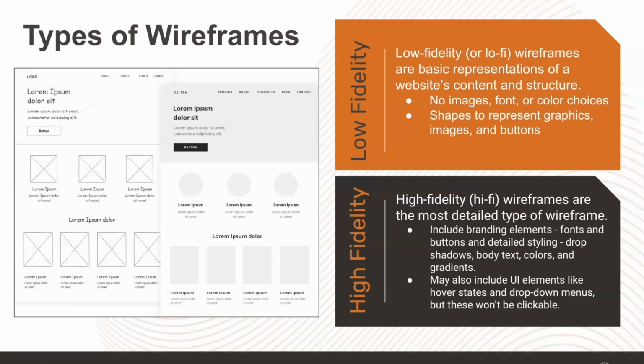You can also include some branding elements, right? You could start incorporating your fonts, buttons, how they're going to look, especially with those stylistic choices. If you wanted to incorporate some of that body text, colors and gradients, you can keep it black and white for now. If you're still not sure, that's still okay, but you can start incorporating color as you make those decisions, shadows, and any other stylistic details that you want to include.